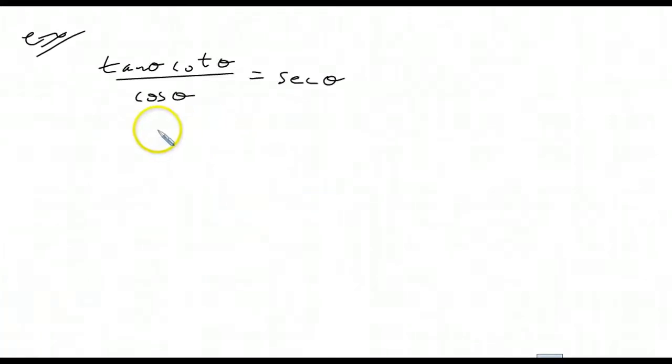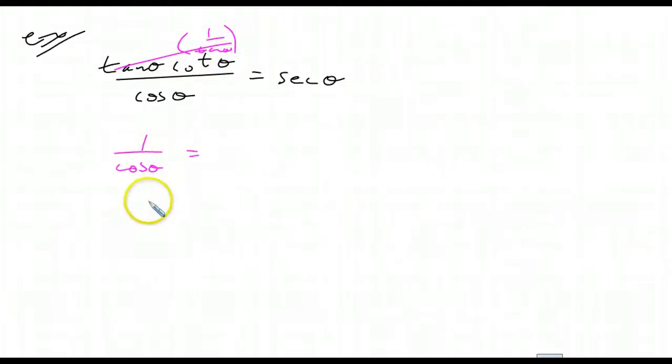Okay, with this one, it's mainly just knowing your identities again. Tangent times cotangent. Well, I know cotangent is 1 over tangent theta, so really this is 1, so I have 1 over cosine theta equals, well, 1 over cosine theta is secant theta, so secant theta equals secant theta.